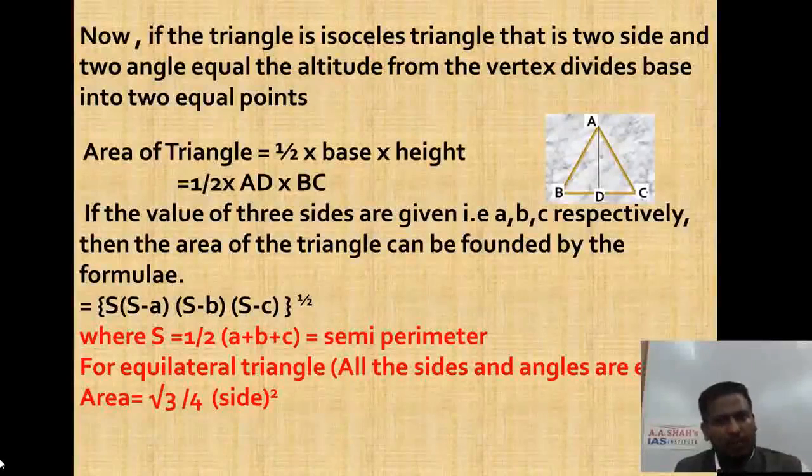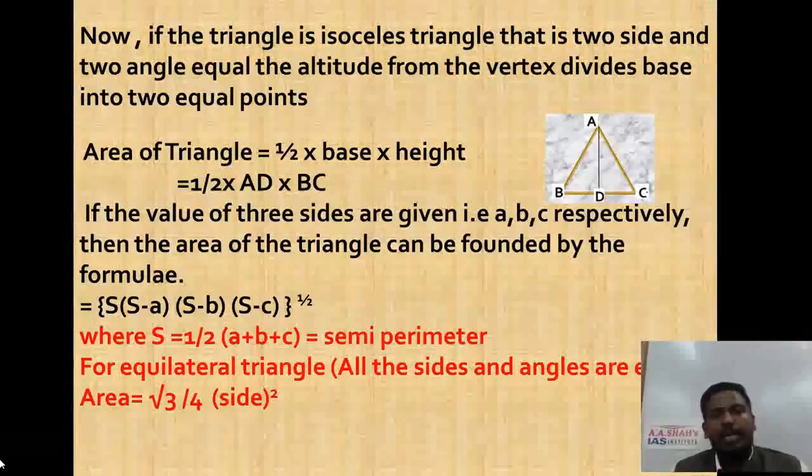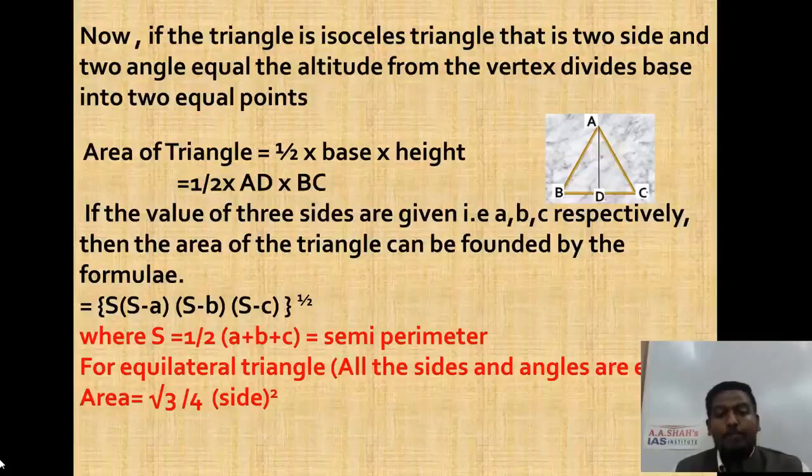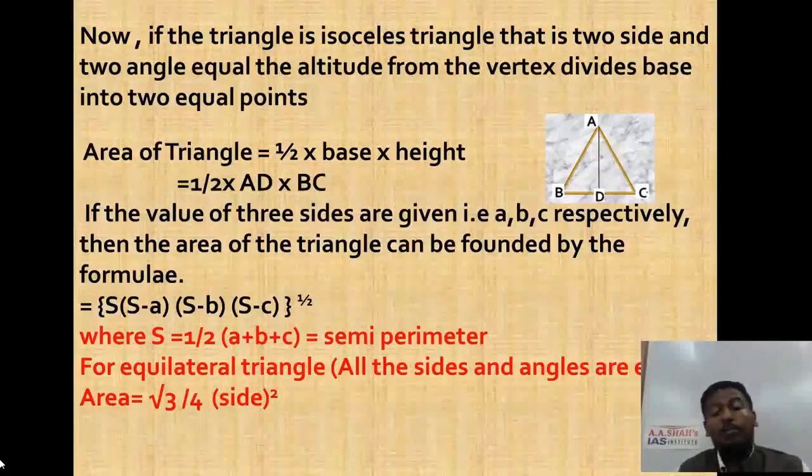So, if you have the length of the sides with you and you can find the perimeter with the help of that, you can easily find the area of the triangle. So, the area of the triangle becomes under root of S into S minus A into S minus B into S minus C.